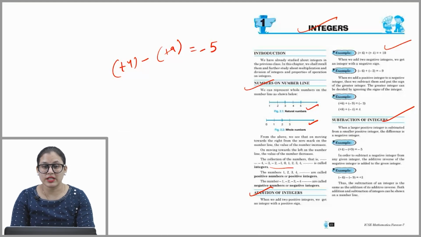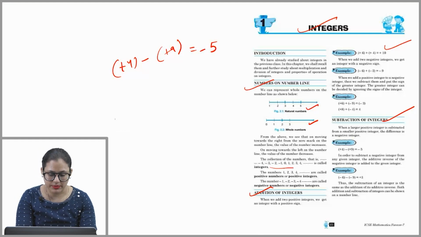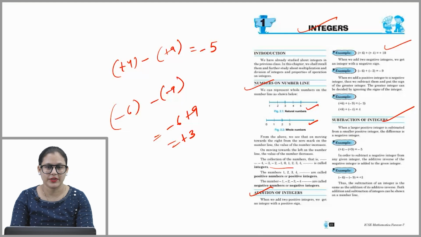So, in order to subtract a negative integer from any given integer, the additive inverse of the negative integer is added to the given integer. For example, -6 minus -9 is what? -6 plus 9, that is +3, right? Thus, the subtraction of an integer is the same as the addition of its additive inverse. Both addition and subtraction of integers can be shown on a number line.